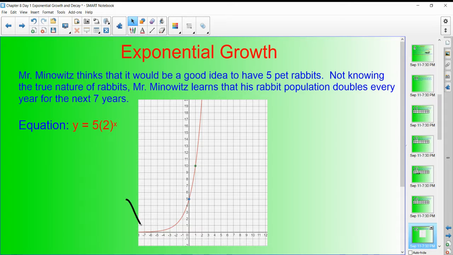Okay, down here there's going to be an asymptote. Which means that the curve is going to get really close to 0, but it's never actually going to touch 0. I can keep dividing by 2 all day long, and I'm never going to get to 0.